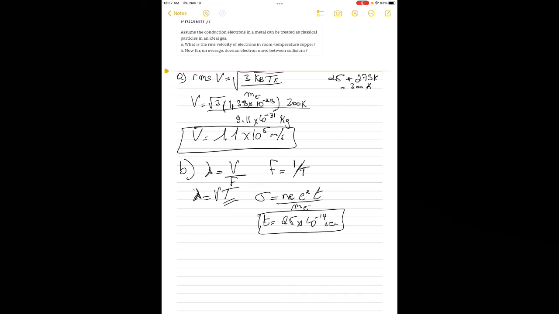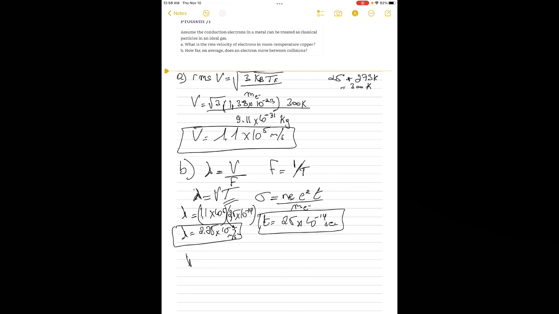Then we do lambda equals the speed that we have, 1 times 10 to the power of 5, multiplied by 2.5 times 10 to the power of minus 14. So the lambda will equal 2.75 times 10 to the power of minus 9 meters. And then we can use that.